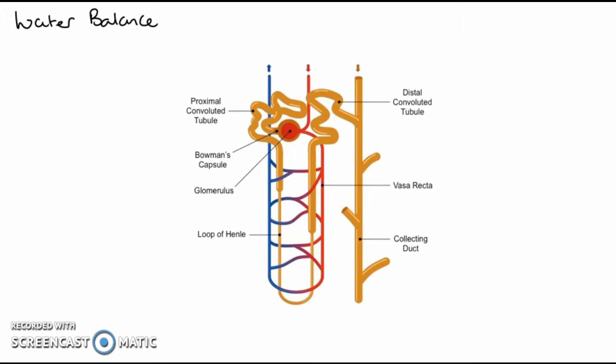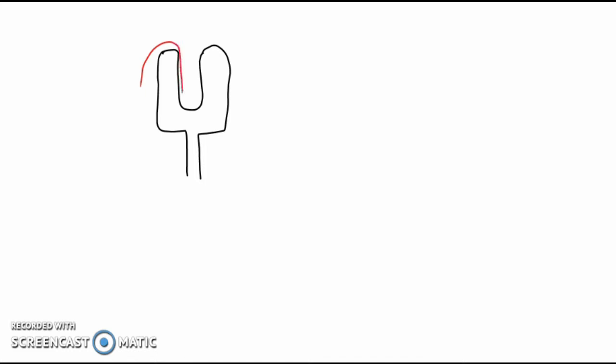So, in the Bowman's capsule, you've got these things called glomerular capillaries. Okay, now let us flip to another slide for a second. And what we're going to do is have a little bit of drawing time. So the Bowman's capsule, it's going to look something like this. And then in it we've got a capillary network, which we'll draw in here like this.